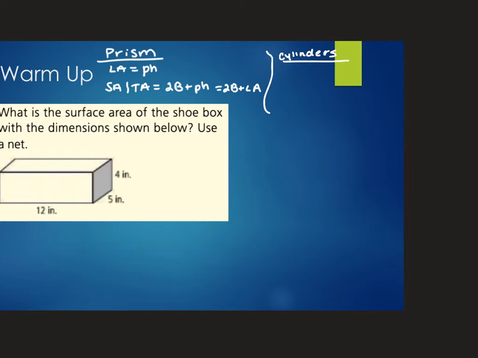And then we did cylinders, which are basically prisms with circular bases. And the lateral area for a cylinder is 2 pi rh. And the total area or the surface area for a cylinder is 2 pi r squared plus 2 pi rh, or 2 pi r squared plus the lateral area if you already found it.